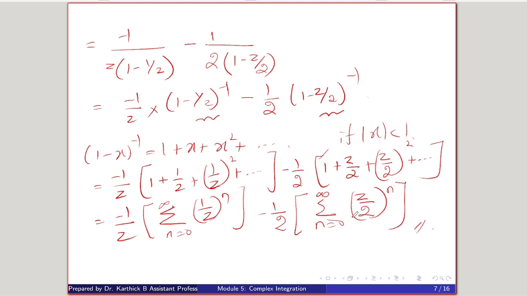Okay, this is the final solution. So we take the function f of z and we have expressed it in the form of series, which we call the Laurent series with respect to the given region.